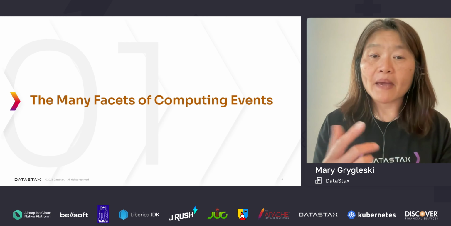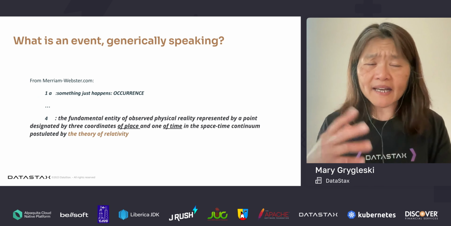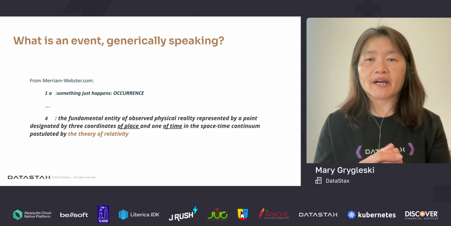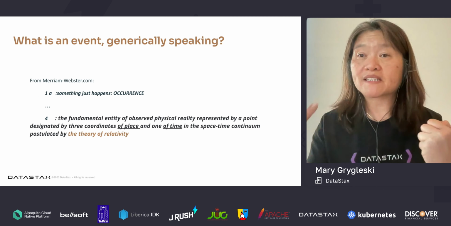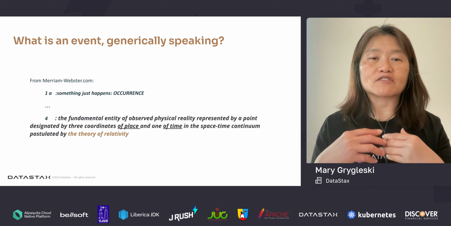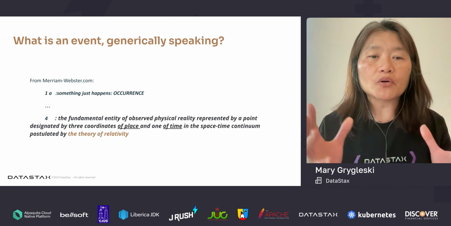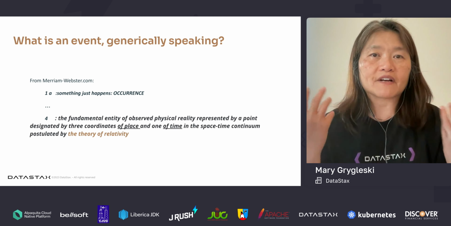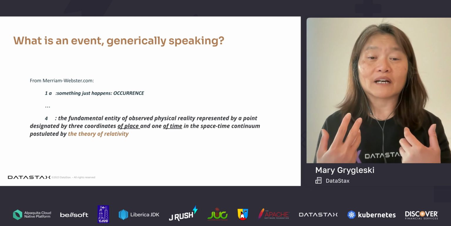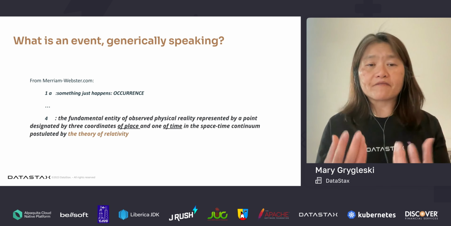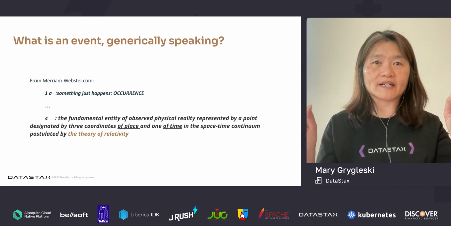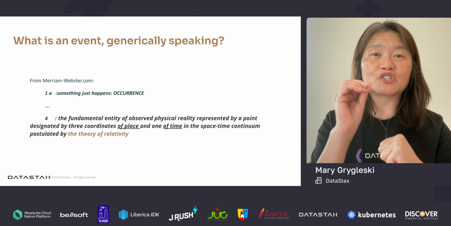All right, so let me start. The many facets of computing events. Let me go through this in steps. Let's start small. What is an event, generically speaking? I looked it up in the dictionary, merriam-webster.com, and basically it says something that happens. It's an occurrence. If I look further, since we are all developers or technical folks with a more scientific mind, the theory of relativity comes into play, because an event is represented as a point in space and time. So it's the three coordinates of place, X, Y, Z, and the very interesting time aspect to it.